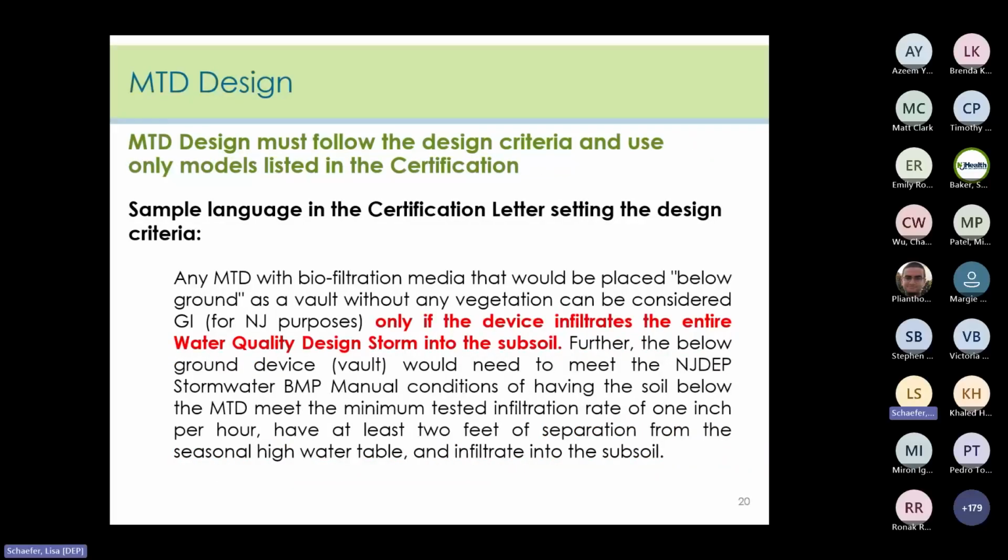So there are other design criteria in the certification letters that a design must follow in order to receive the TSS removal rate. And this is another sample of the language regarding a GI MTD that is underground. It needs to be designed to infiltrate the entire water quality design storm in order to be recognized as a GI MTD and receive the 80% TSS removal rate.